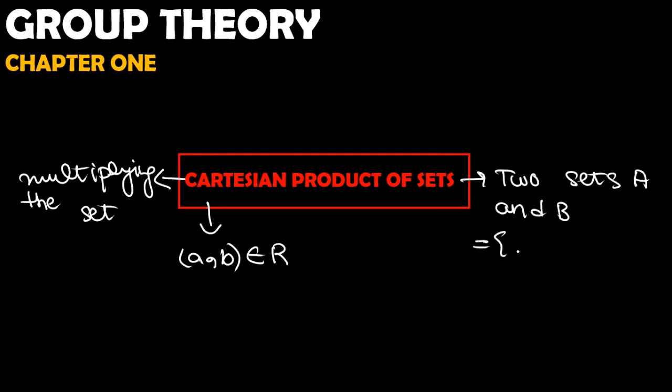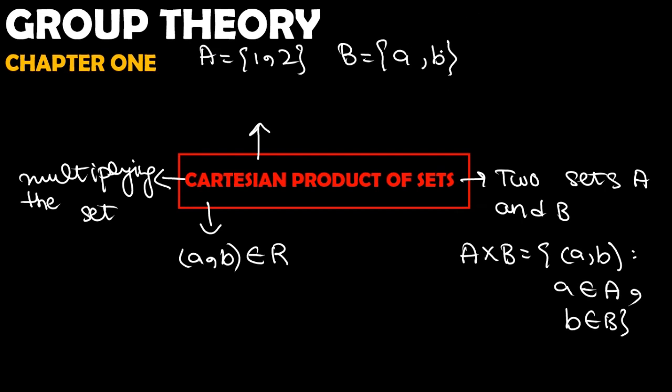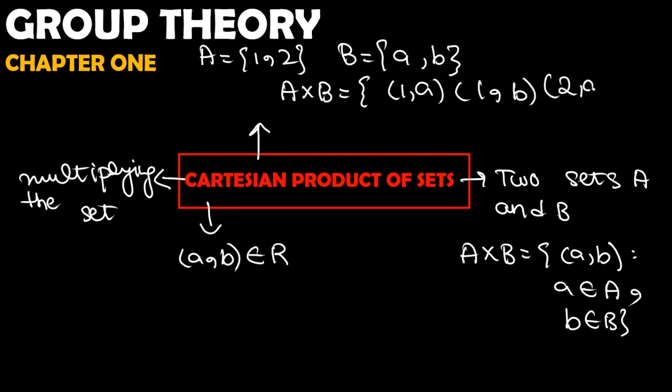It is written as A cross B, and we get pairs (a, b) such that a belongs to A, and b belongs to B, right? So for example, if A is equal to {1, 2} and B is equal to {a, b}, then A cross B will be written as (1, a), (1, b), (2, a) and (2, b).